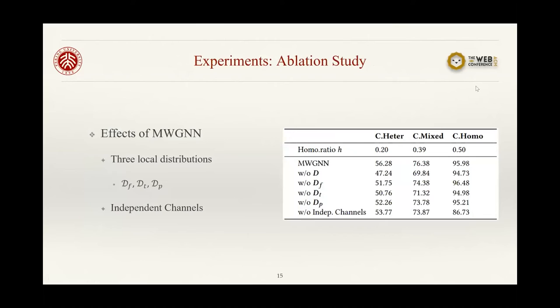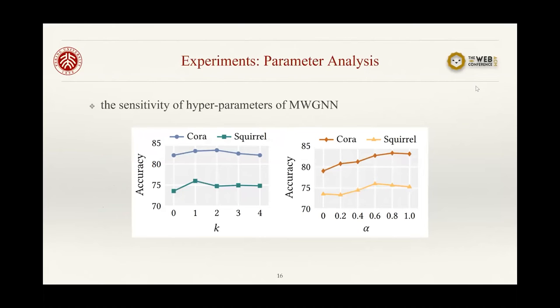To estimate the effectiveness of each part in metaweight GNN, we conduct an ablation study by removing one component at a time on our synthetic datasets. The results of the ablation study are in the table shown. These results support our claim that the distribution-based metaweight generator is capable of capturing different patterns which could be used in the adaptive convolution. We then investigate the sensitivity of hyperparameters of metaweight GNN on Cora and Citeseer datasets.